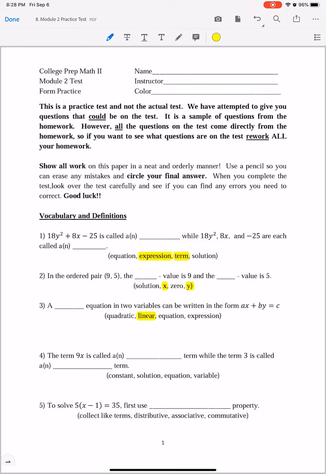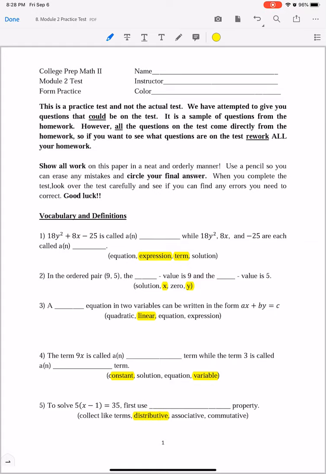Number 4, the term 9x is called a variable, while the term 3 is called a constant. So first one is variable term, second one is constant term. And then number 5, to solve 5 in parentheses x minus 1 equals 35, we first use distributive property.